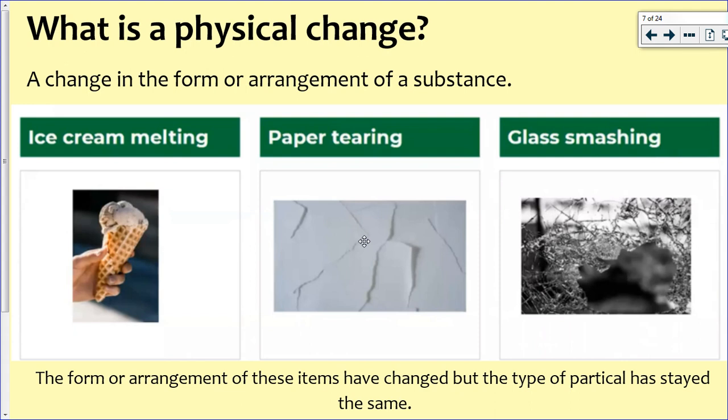So the form or arrangement of these items have changed, but the type of particle has stayed the same. Okay, this is still a water particle inside. This is still paper particles, and this is still glass particles. Okay, the particles haven't changed, just the way it looks has changed.